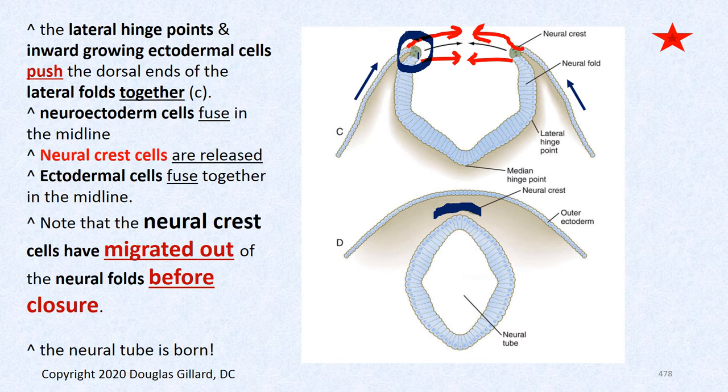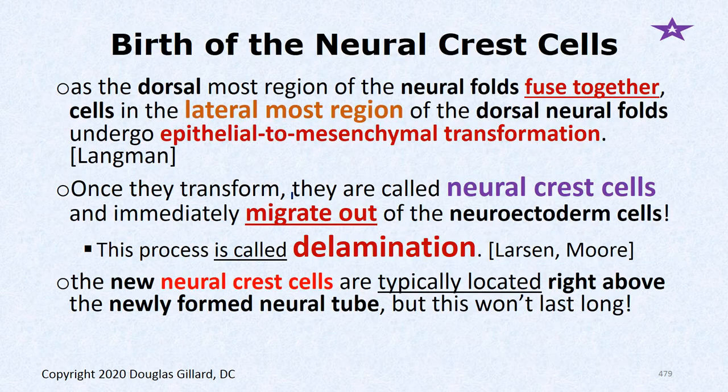And once they're mesenchyme, they have little arms. They can swim, and they swim out of there before the fusion occurs. All right? So the dorsalmost region, the neural plate or neural folds, fuse together. As that happens, the lateralmost region undergoes an epithelial to mesenchymal transformation. They're now called neural crest cells, and they get the heck out of there so they don't get pinched in the process. The process of these cells flying the coop, that's got a word.